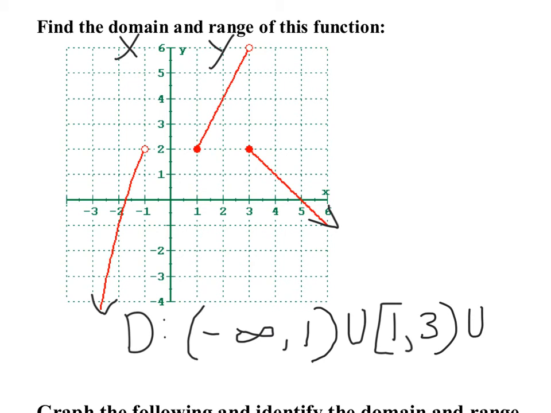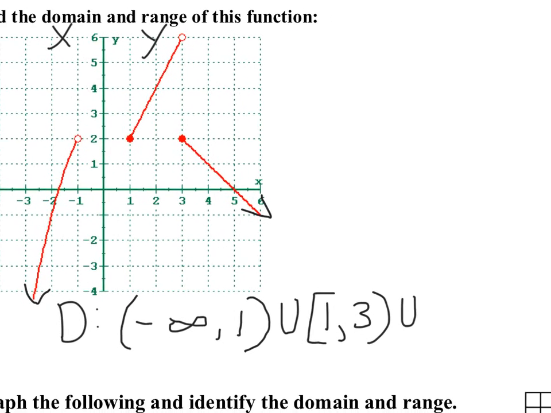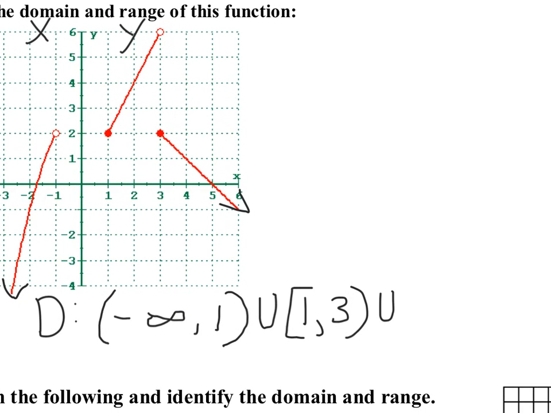And the very last piece is this piece right here. It starts where x is 3, and it goes to infinity. So I'm going to write that just like this. Move this over a little bit. It's a closed 3, it's included, and it goes to infinity. Infinity is always a parenthesis, not a bracket. You put parentheses around infinities.